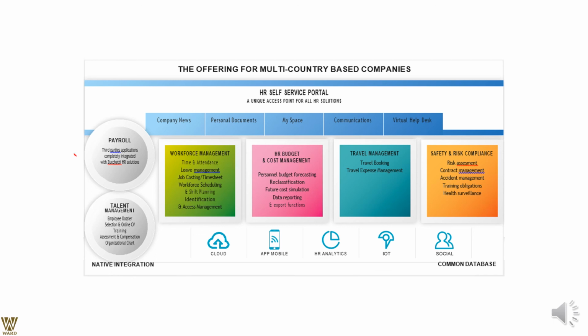We have the payroll, we have the talent management. So in the talent management, the number of employees that we're looking into, the number offline, online, the company news, the personal documentation, the workforce, the HR budget. Now, workforce is all about time attendance, leave management, job costing. Remember, these things can be there in your HR portal. HR cost management would be about budget forecasting, reclassification, if there are people who are utilizing traveling as a corporate expense, safety and risk compliances, everything can be gone around. Remember, it can be an IoT or internet operated technology. This is what we're going around.